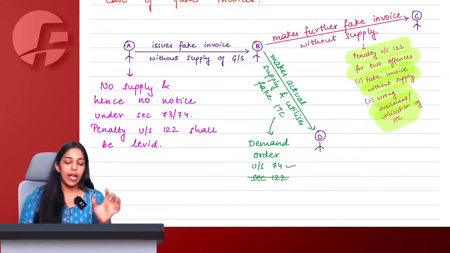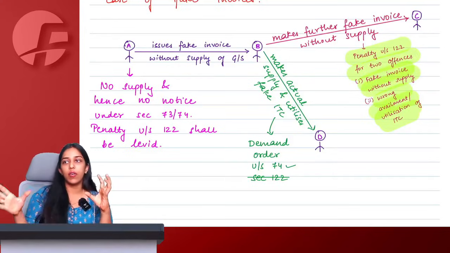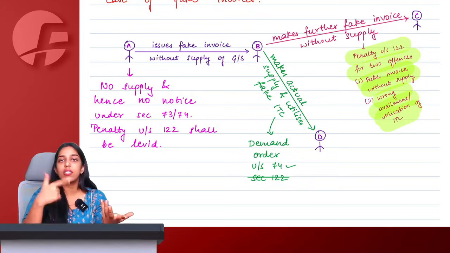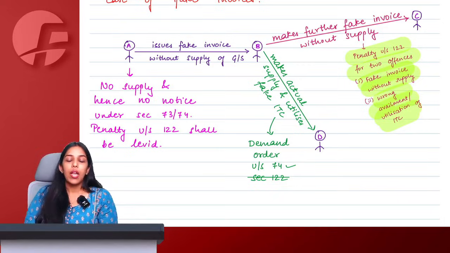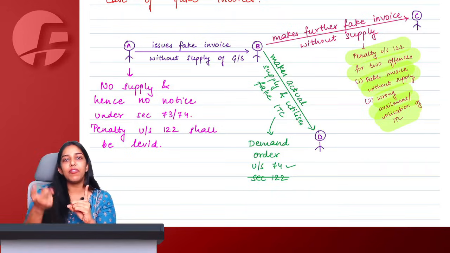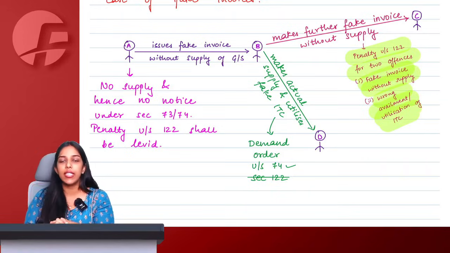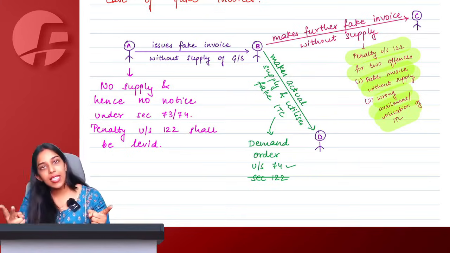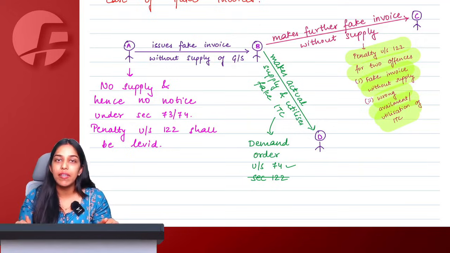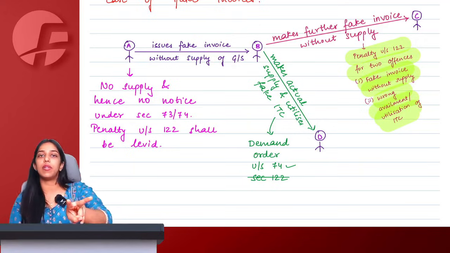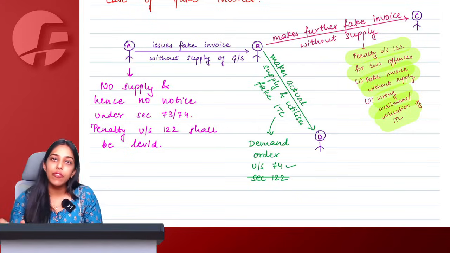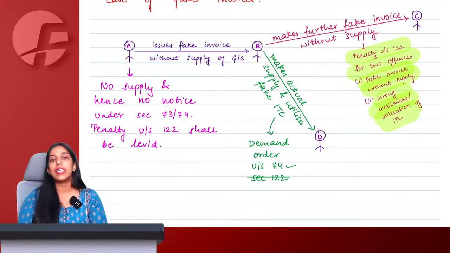So we are simply saying if A is issuing a fake invoice, not doing any supply, then section 73, 74 cannot come into picture because there is no supply. Penalty under 122 will be levied. Now talking about B, B can do two things. If B is doing an actual supply but utilizing fake ITC, you can invoke section 74. In that case, no 122. But if B is further doing fake supply, utilizing fake ITC, then again no supply, no section 74, then under 122, two times penalties will be levied. One, for utilizing fake ITC, and second, for doing fake supplies, issuing fake invoices without actually undergoing any supply.